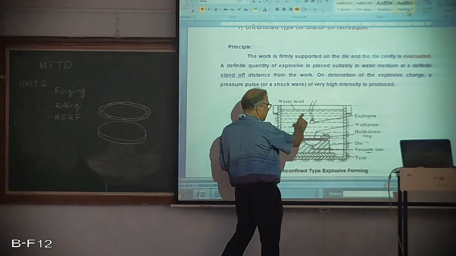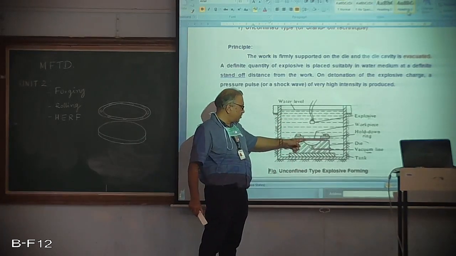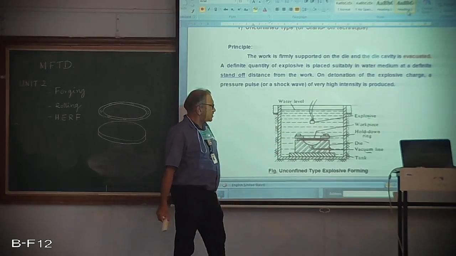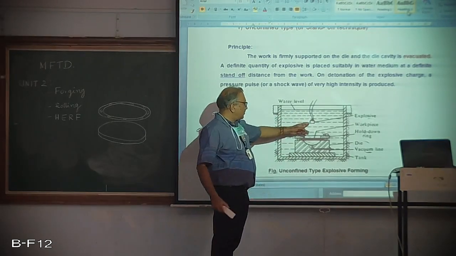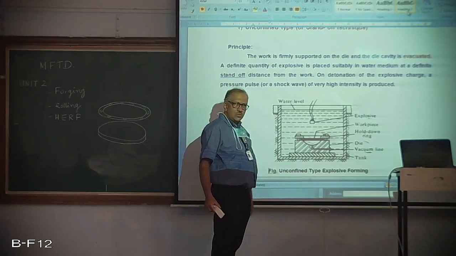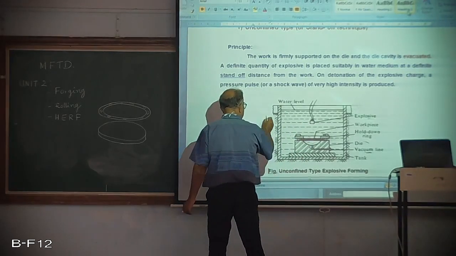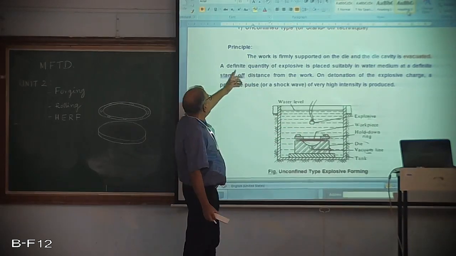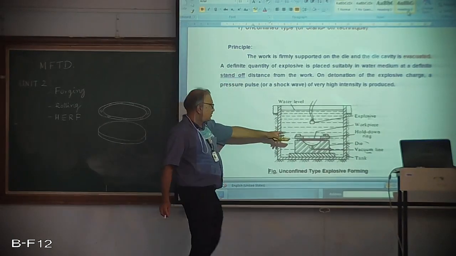The entire arrangement is within water, and a leak-proof arrangement between the workpiece and die cavity. So water is all on the outer side, and we have explosive at a certain distance from the workpiece. Now this explosive is at a certain distance from the workpiece. This distance between the workpiece and the explosive is called standoff distance. So this is what is standoff distance.